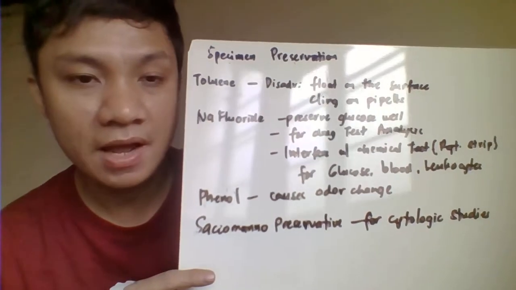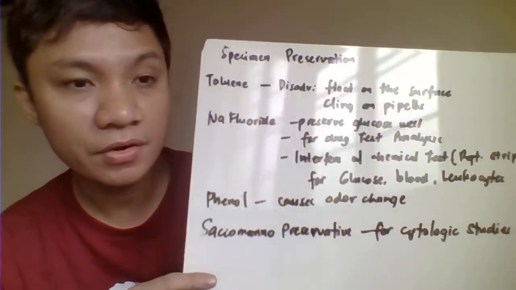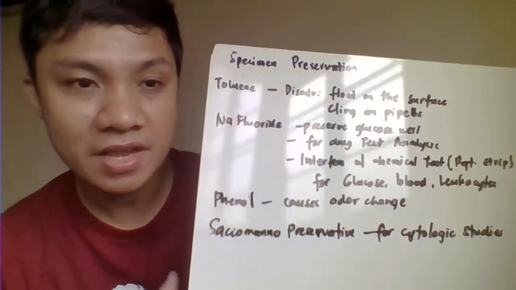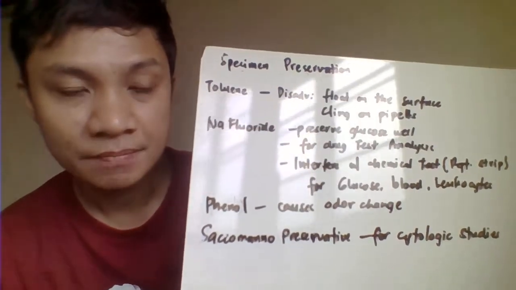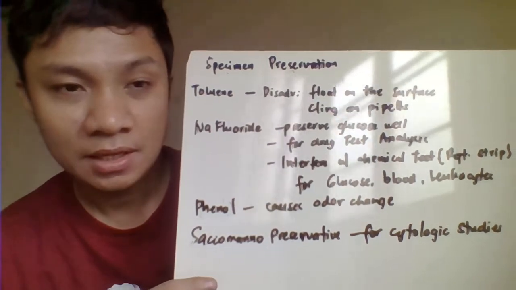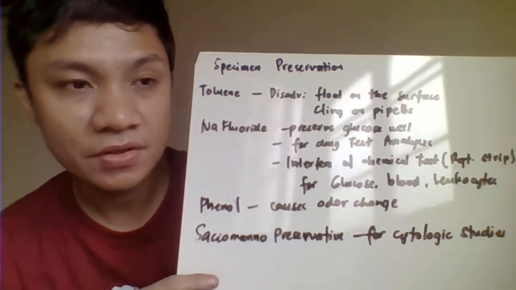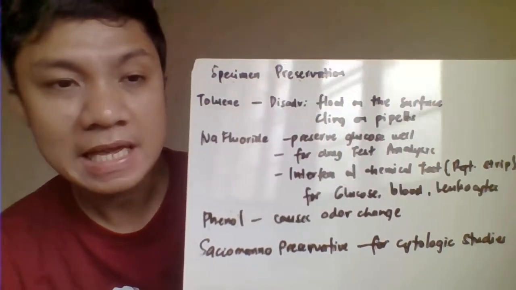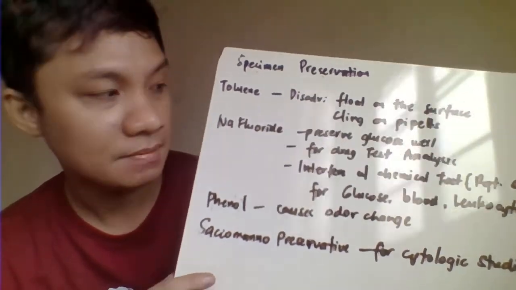Okay, then we have here other chemical preservatives. So we have your toluene. Toluene here is excellent. It tries not to interfere with your routine tests. However, the disadvantage of toluene is that it floats on the surface of your urine, so it's messy. And at the same time, it tries to cling to your pipettes.